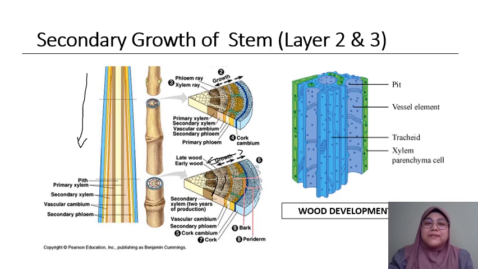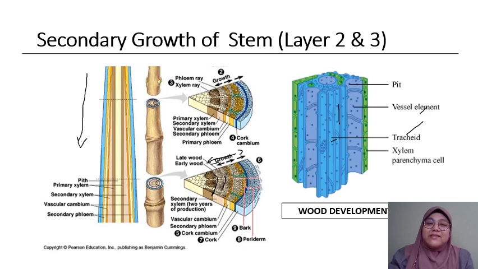So wood consists mainly of tracheids, vessel elements, and fibers. A tracheid is a xylem element that does not have end wall openings. So water moves through the side wall pits only. They are common in gymnosperms and function to conduct water.